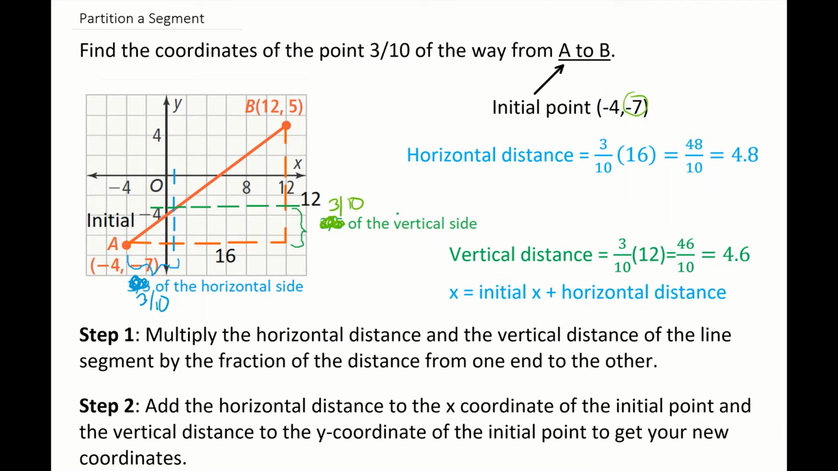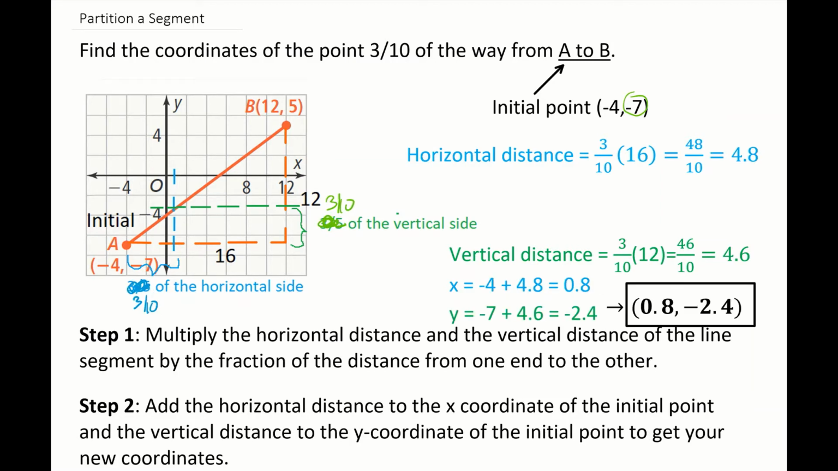So let me show you that calculation. In this case, x is going to be the -4 plus 4.8, which is 0.8, and then y is the -7 that I circled there, plus the vertical distance of 4.6, which is -2.4. And that right there, folks, is my coordinate. We're going to put these together, see right there and there. Those are my coordinates for the point that partitions this line segment in the 3/10 fraction that we want. So it breaks it up into a coordinate that's 3/10 of the way from A to B.